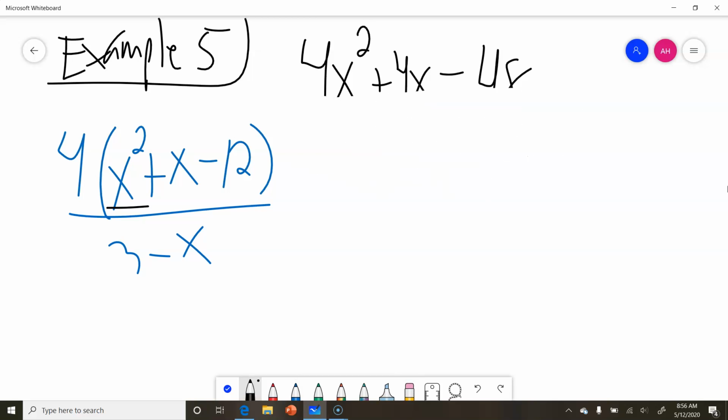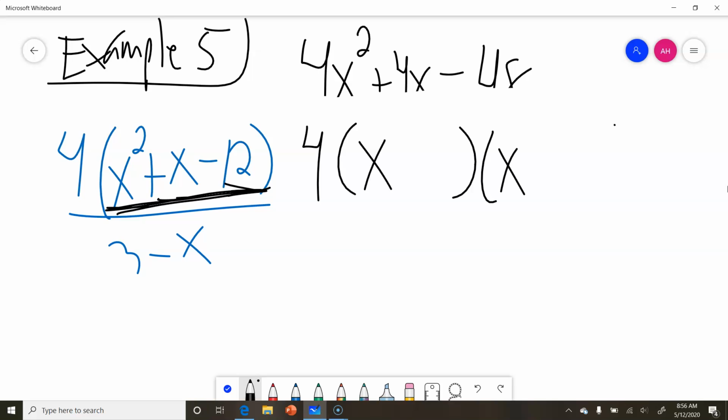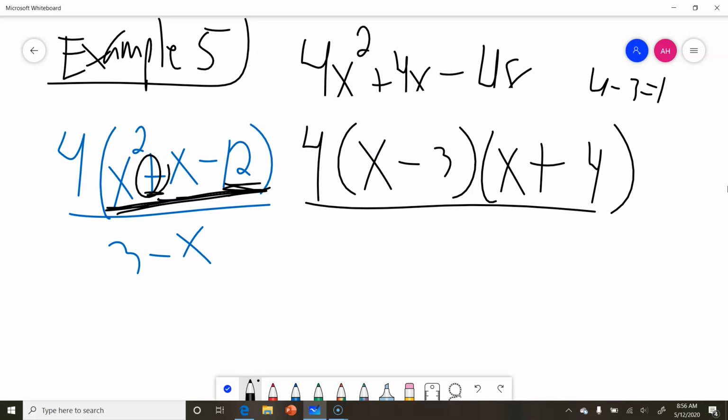So what happens when I try and factor this right here? Well, I have a 12 and I have a plus. So I know it's going to be x times x. And now what times what is 12 and gives me a difference of 1? Well, if it's 4 and 3, when they subtract, 4 minus 3 is 1, so that's what I want. It's a positive, so the plus is with the 4, and the negative is with the 3. I have x plus 4 times x minus 3.